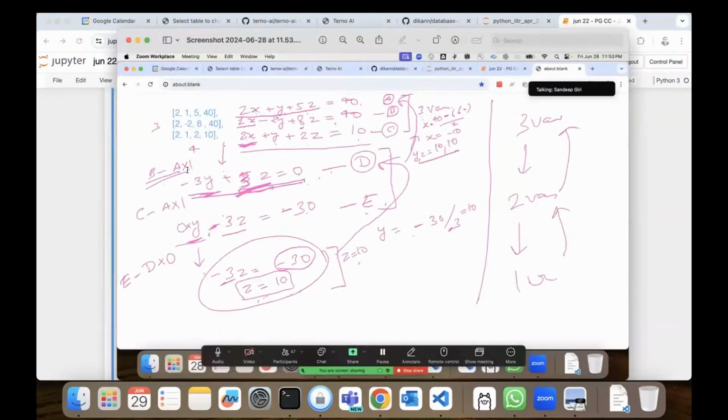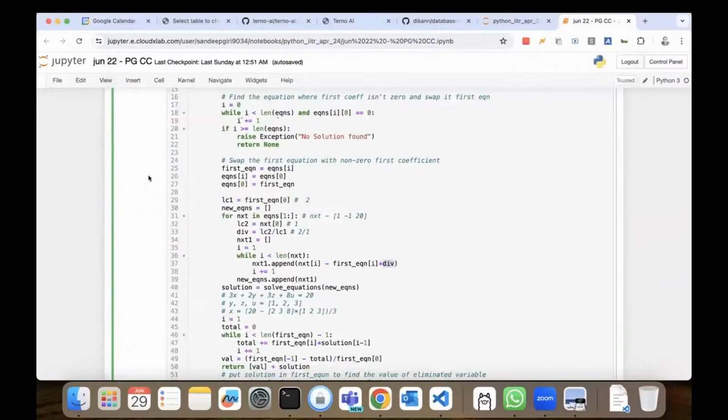b minus a times 1. Now b is a vector, a list of numbers, so we go over each value and subtract it. Make sense, everyone?